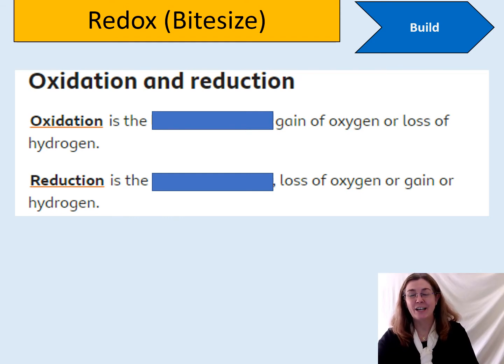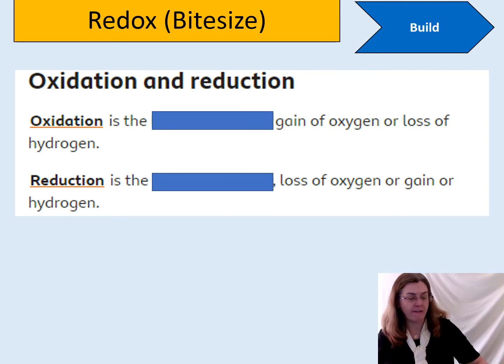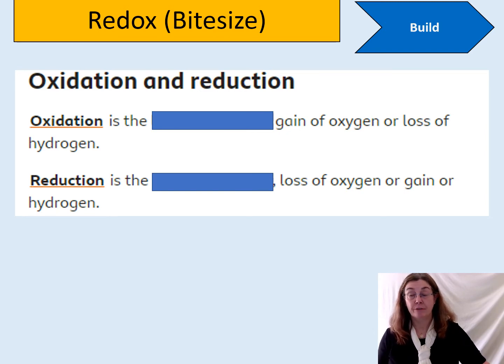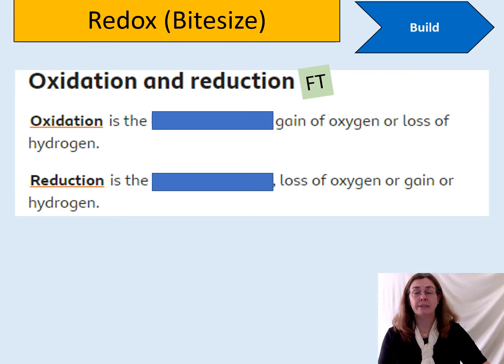Redox is the contracted term for reduction oxidation. And we've got a very simplistic way of describing oxidation and reduction. This is what we'd say was our foundation tier definition. Oxidation is the gain of oxygen, or it's the loss of hydrogen.